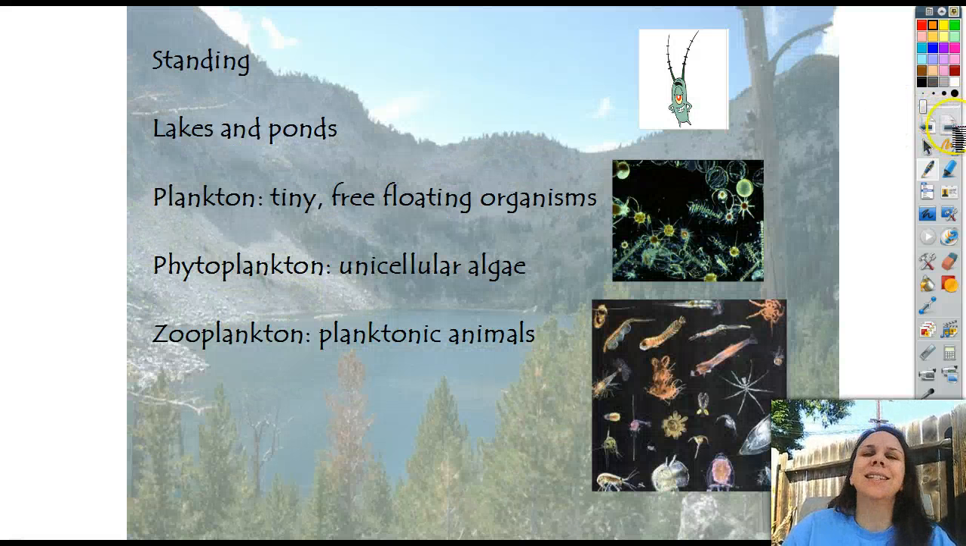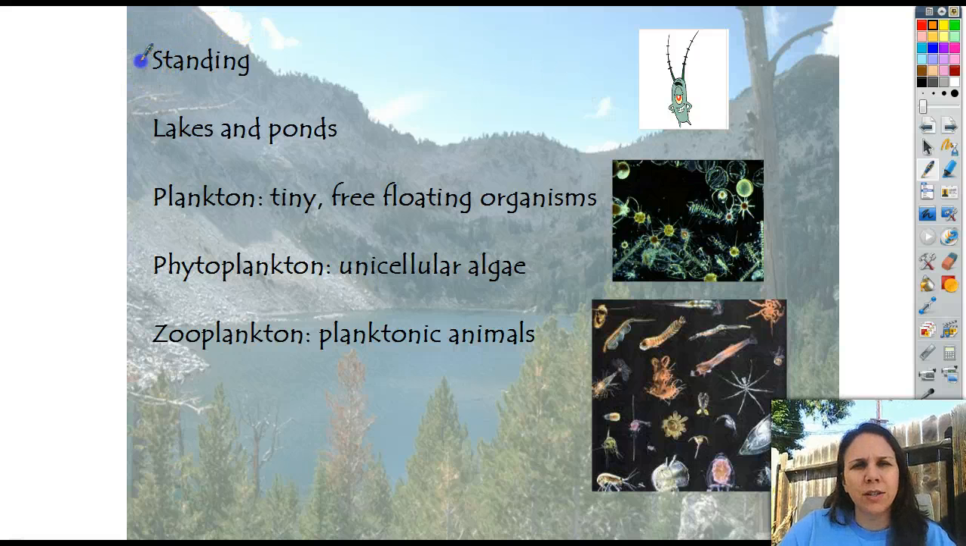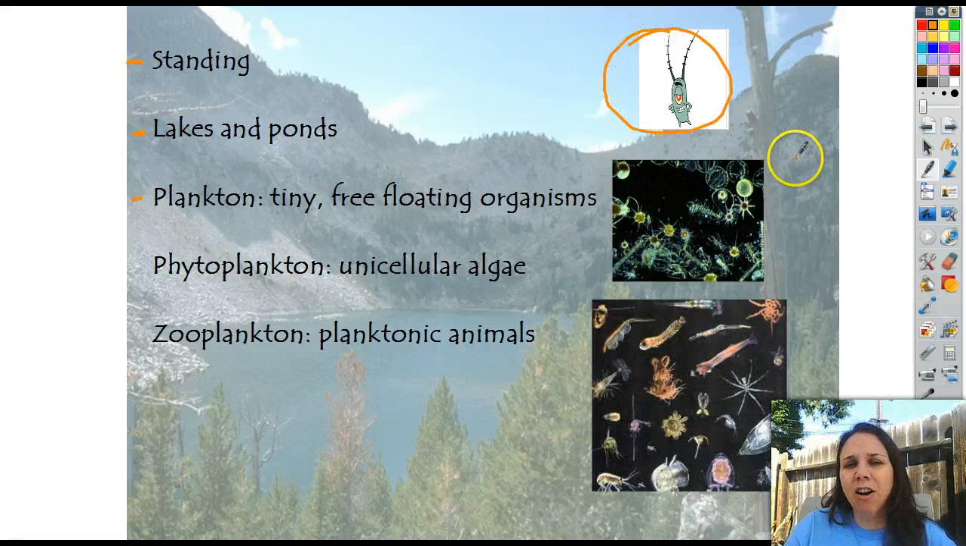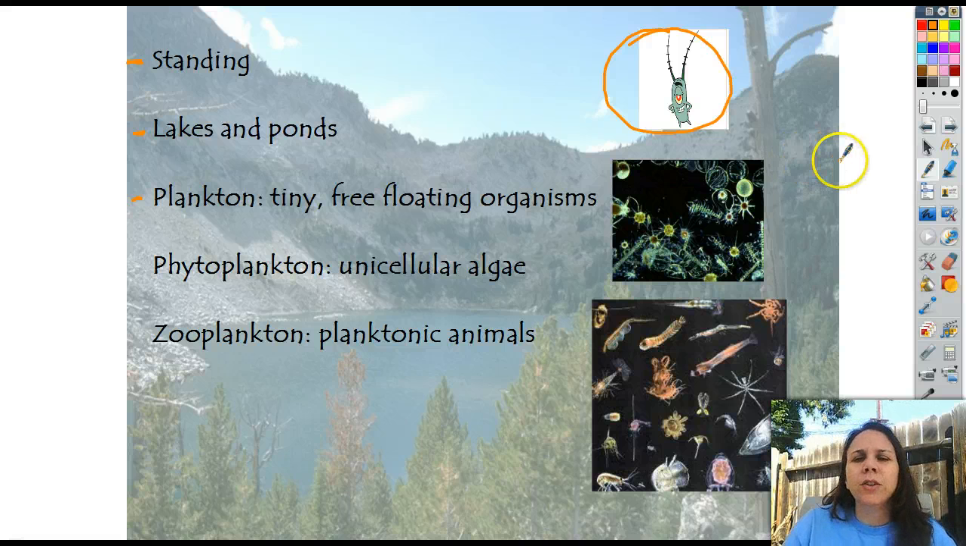Alright, next, standing freshwater. So we've got our flowing freshwater, and we've got our standing freshwater, such as lakes and ponds. What we find in lakes and ponds, because of what got picked up and deposited along the way, is lots of stuff called plankton. Not this guy, but tiny little organisms that float around in the water. There are two kinds of plankton: phytoplankton and zooplankton.